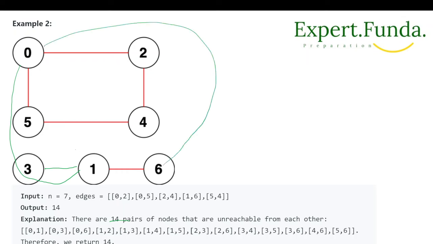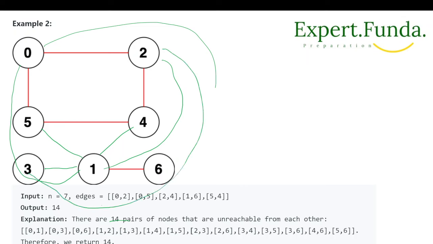Now we have 1 and 2. Then it is 1 and 4. So there can be connections 1 and 4, and 1 and 5, like this. Now we check with 2 and 3, so 2 should be connected with 3. Like that, these are the possibilities given here, and you can see the explanation, and that's why if you count the total pairs, it is showing 14.